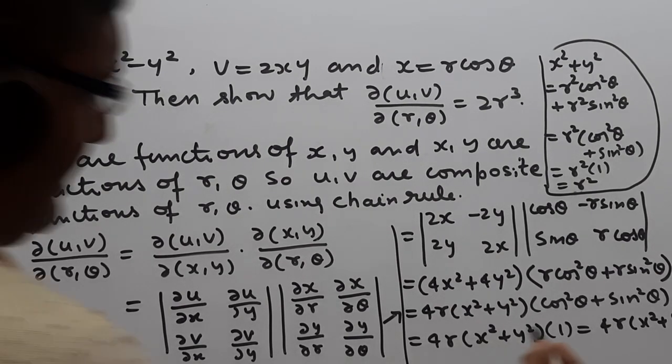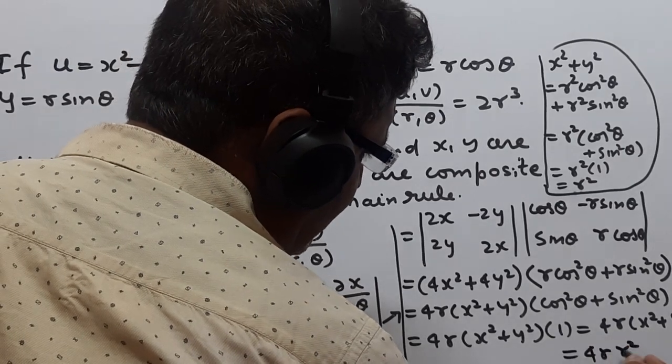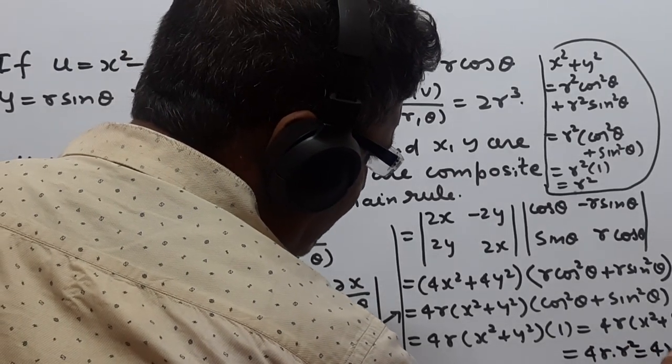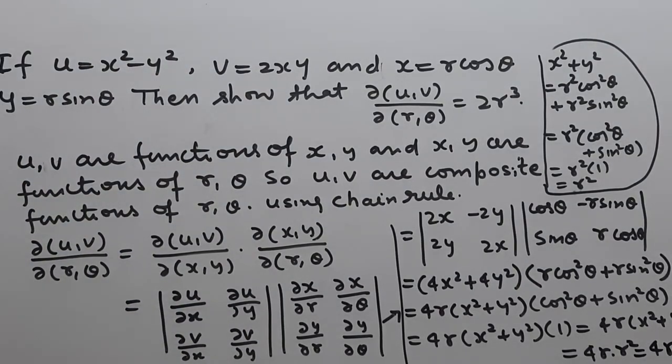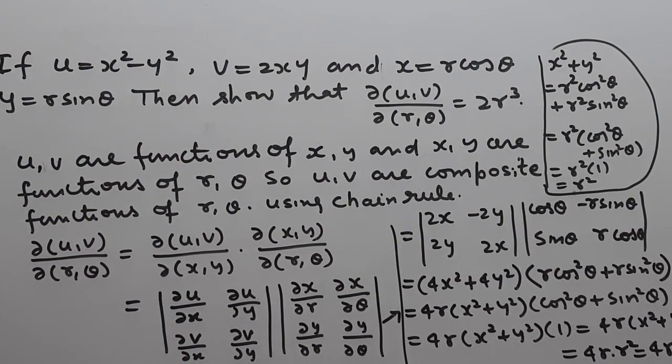So when we put r square in place of x square plus y square, this is equal to 4r cube. So we get Jacobian of uv with respect to r theta equal to 4r cube.